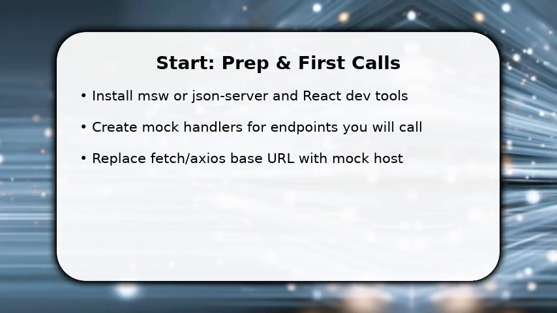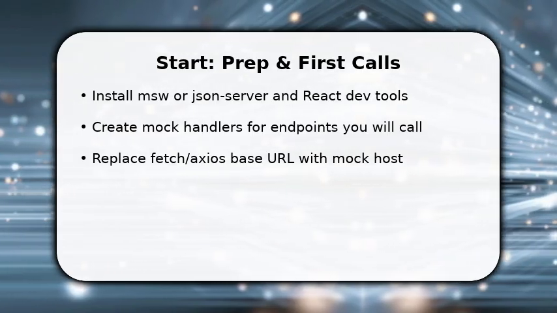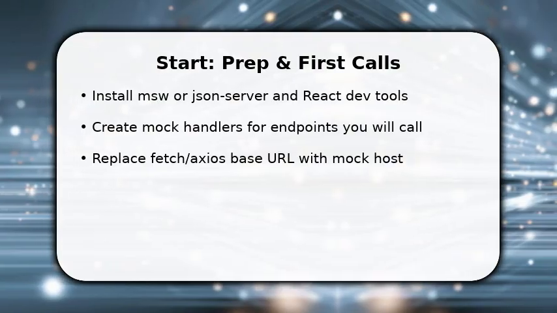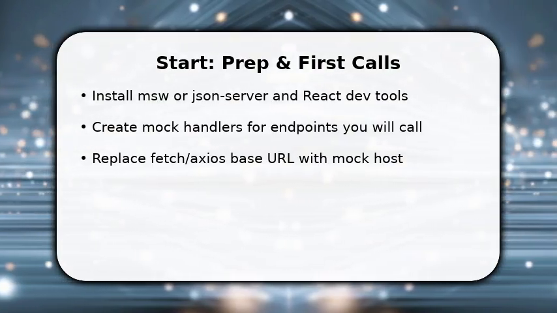Once done, run the mock and your app concurrently. Make sure your network layer routes to the mock while preserving real request shapes. This lets you confirm API contract without backend dependencies.